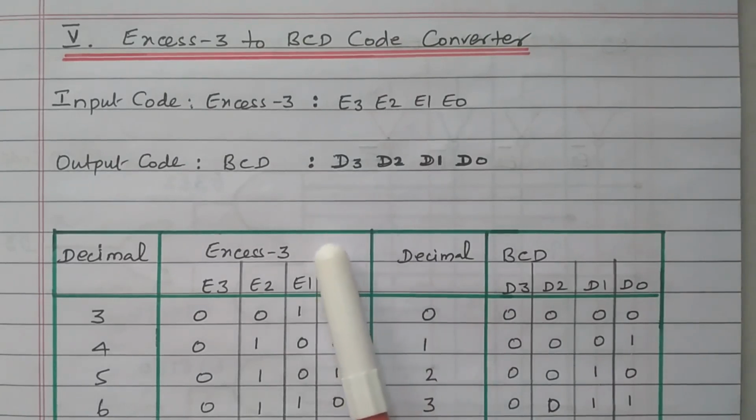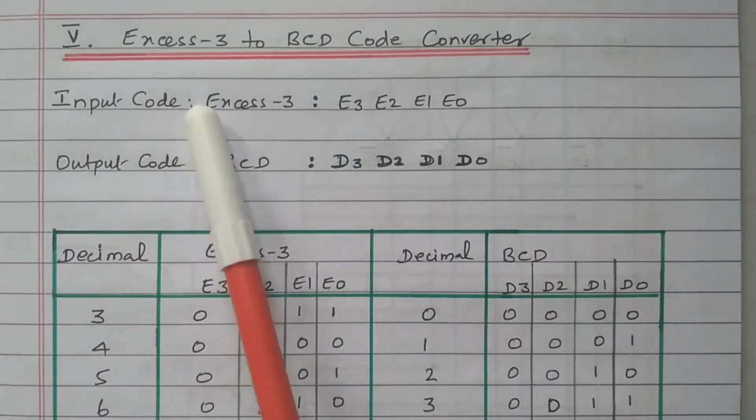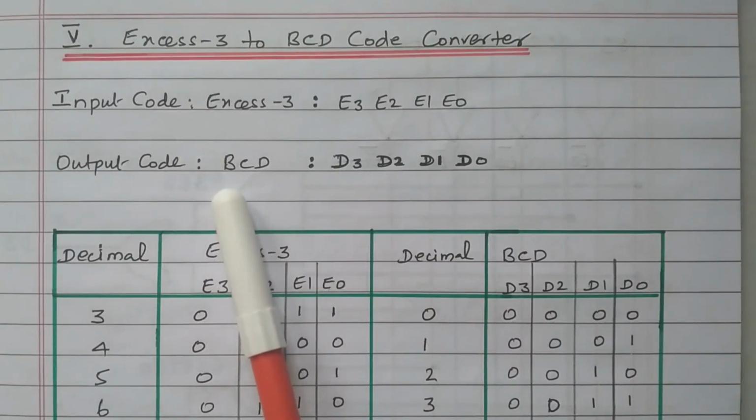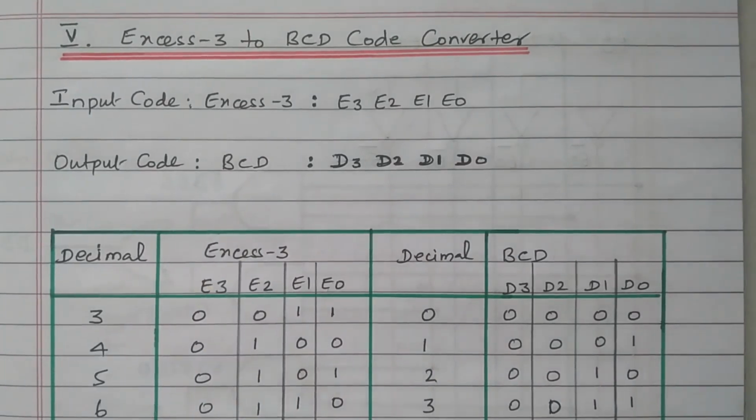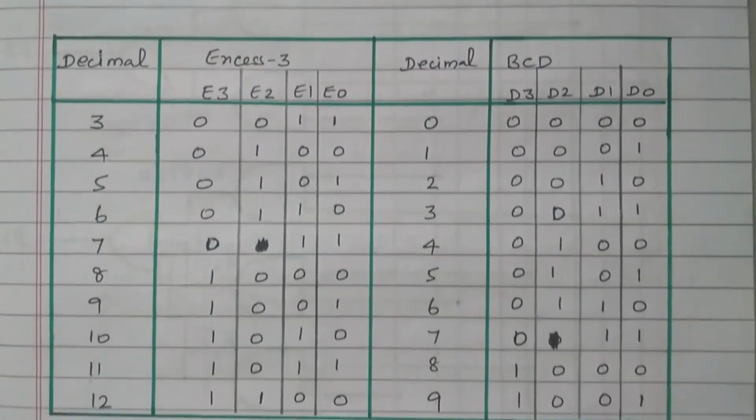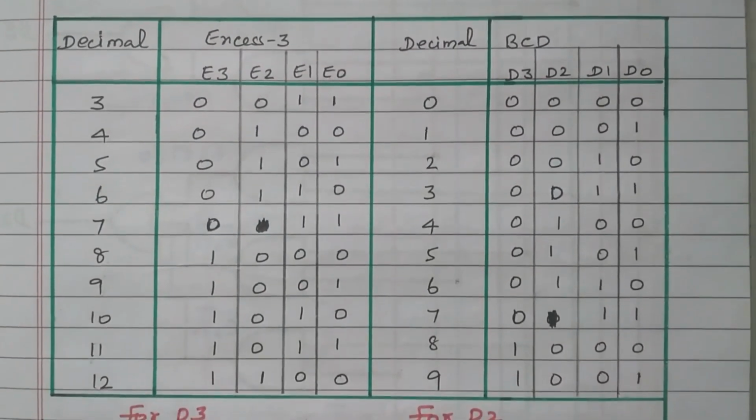Right. Now we'll form the truth table for converting from XS3 to BCD. From the truth table we can frame the minimized Boolean function, and then that Boolean function will be implemented with the logic gates. Now we'll go to the truth table for converting XS3 to BCD code.